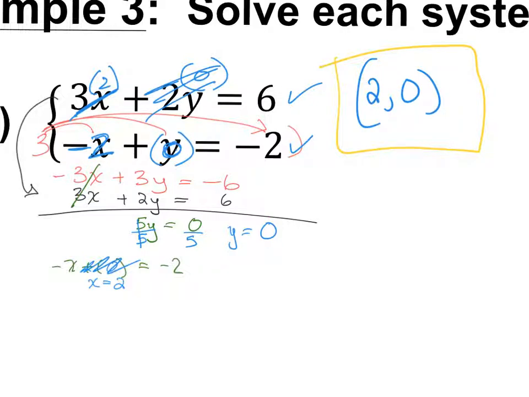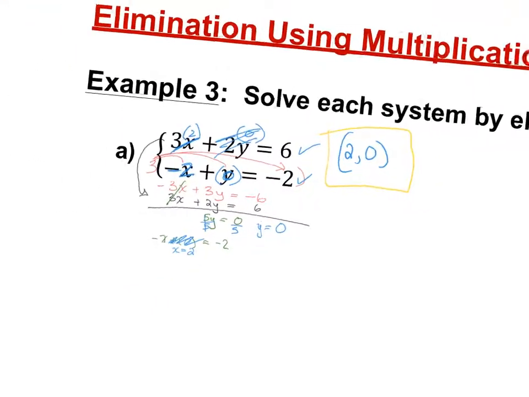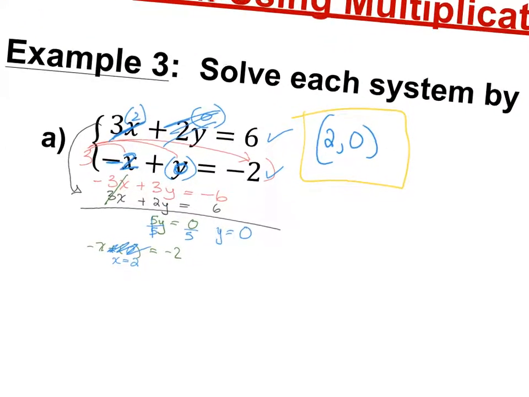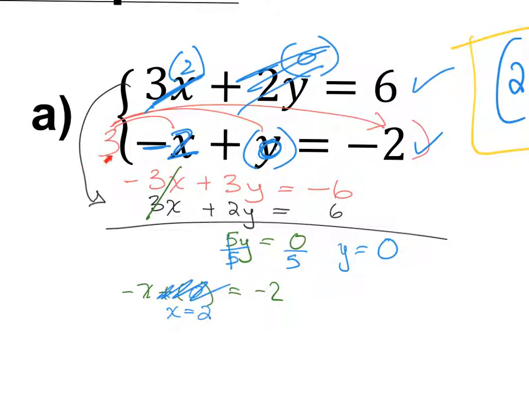So the difference between this question that we just did and the question prior to that is that with this question, we had to multiply by an actual number. We had to multiply by 3 to get it so that we have opposites, so that we could eliminate.